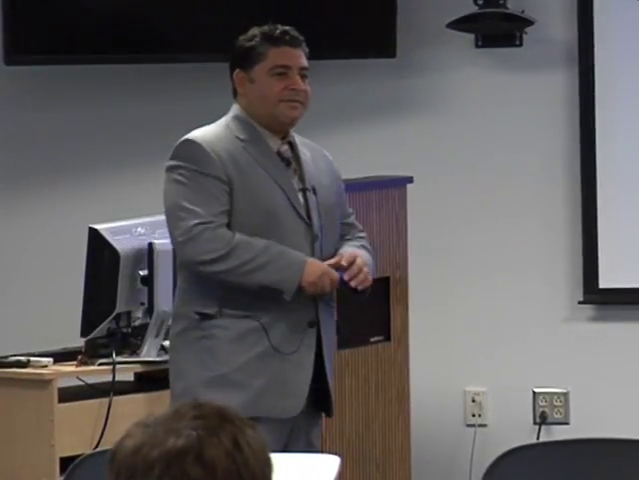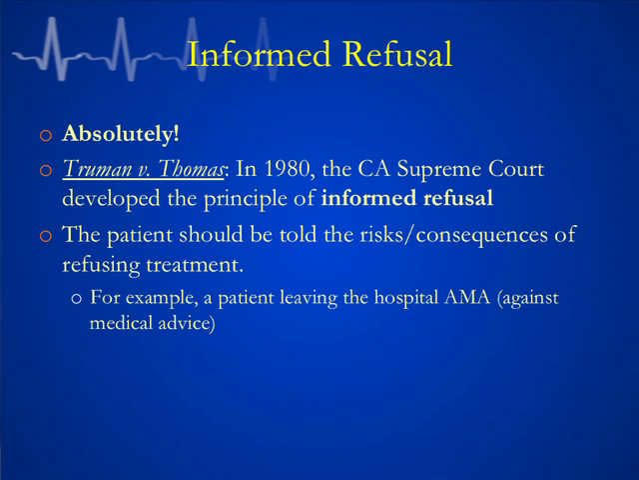Yes or no? How many people think yes? All right, the yeses overpower the no's, at least it looks that way, right? Absolutely. You have to tell them why you want to do it. This is the Truman case, 1980, in California. It developed the principle of what's called informed refusal. So if you inform them what the test or procedure is for, and they in turn still refuse it, then at least you satisfy that requirement.